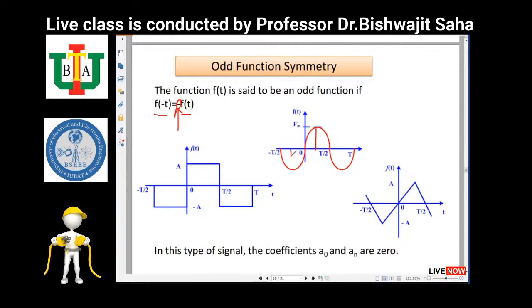Okay, I am giving you a very popular signal. This one is a sine wave, with maximum value Bm. If we cut the middle of a half cycle, it becomes T by 4. Similarly, on the negative side, it is minus T by 4. So if we want to prove what the function type is, f of minus T by 4 equals what?